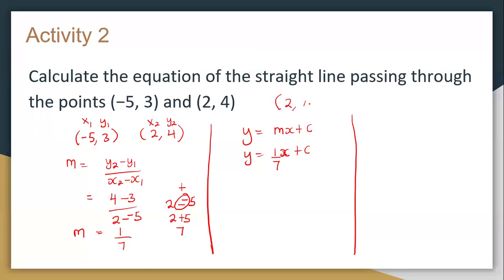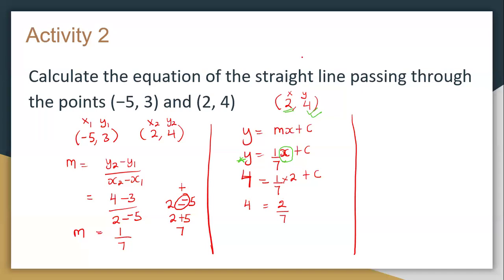In my case, I take 2, 4. This is going to be my x and this is going to be my y. So where there is x, you put 2. In our equation, this is where you put the 2, and where y is, you put that 4 of yours. So now we say 4 equals 1 out of 7 times 2 plus the c, which will give us 4 equals 1 times 2, which is 2 out of 7.